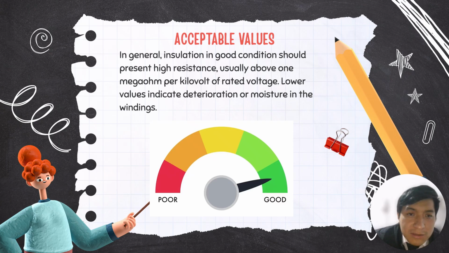Acceptable values. In general, insulation in good condition should present high resistance, usually above 1 megohm per kilovolt of rated voltage. Lower values indicate deterioration or moisture in the windings.